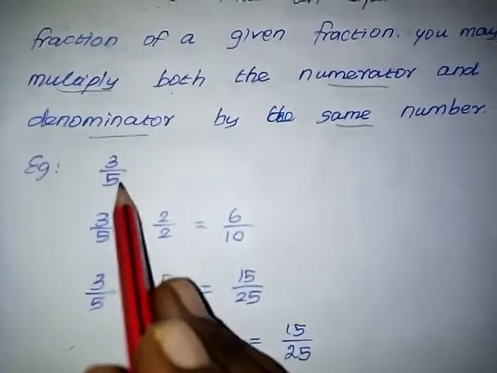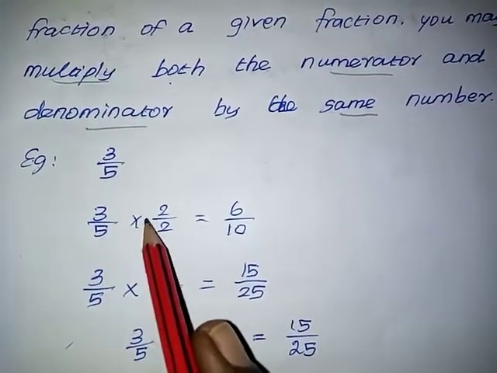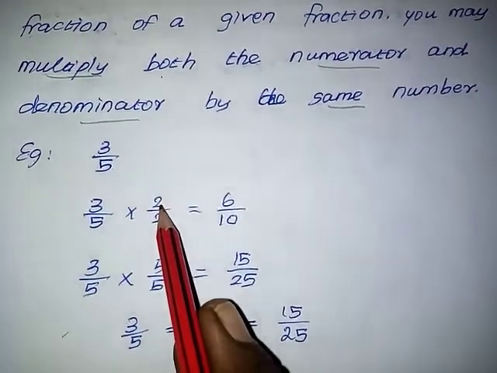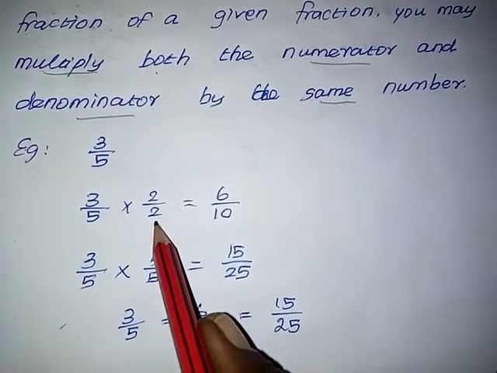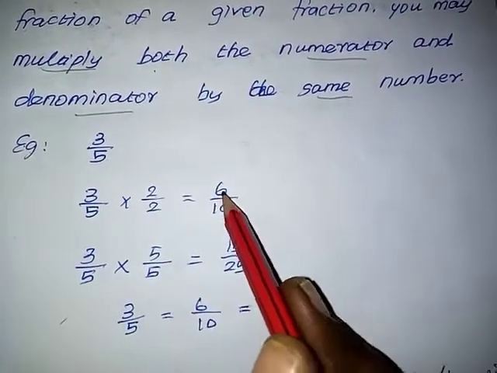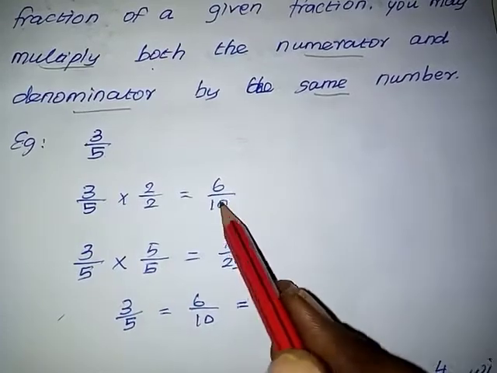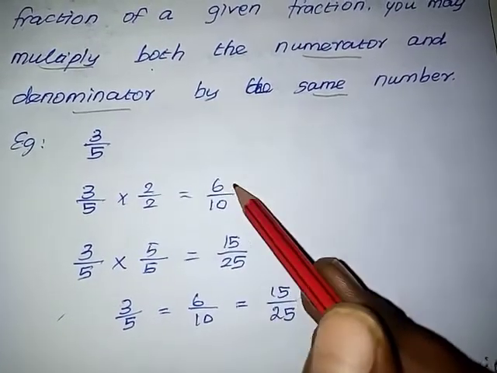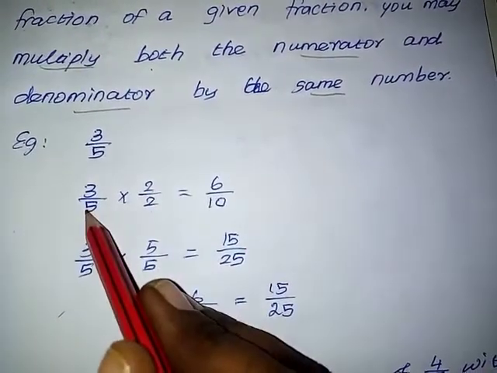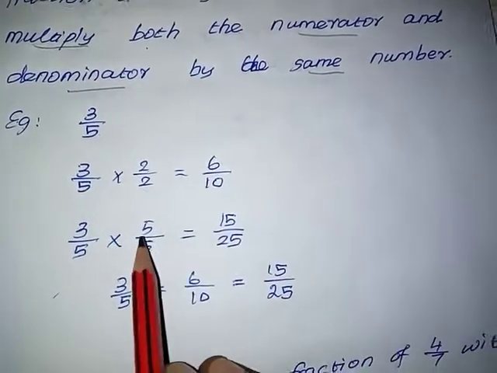3 by 5. So 3 by 5, multiply the numerator by 2 and the denominator also by 2. So 3 2s are 6, 5 2s are 10. So 6 by 10 is one of the equivalent fractions of 3 by 5. One more equivalent fraction.